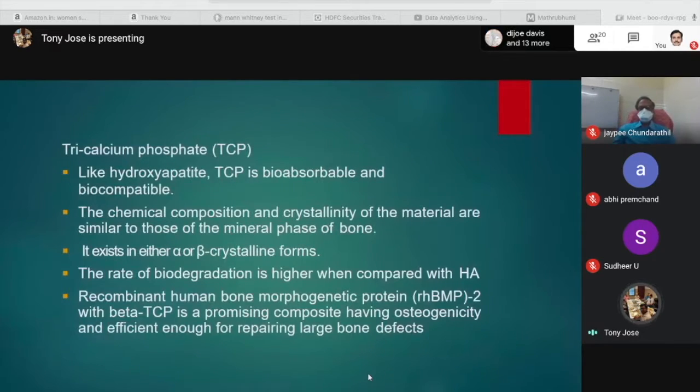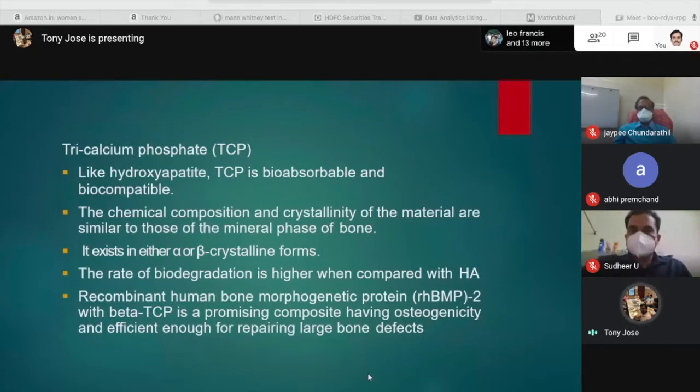Next is tricalcium phosphate. Like hydroxyapatite, TCP is bioabsorbable and biocompatible. The chemical composition and crystallinity of the material are similar to those of the mineral phase of the bone. It exists in either alpha or beta crystalline forms. The rate of biodegradation is higher when compared to hydroxyapatite. Recombinant human bone morphogenetic protein, that is BMP2, with beta TCP is a promising composite having osteogenicity and is efficient enough for repairing large bone defects.